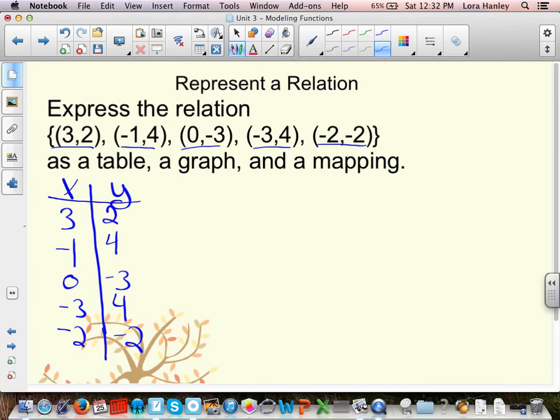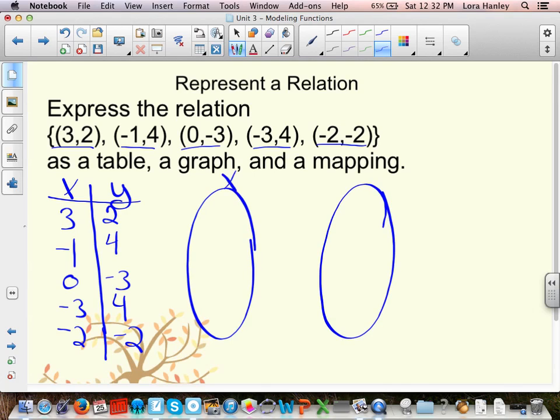With a mapping, we want 2 bubbles, one for our x's, one for our y's. If you have repeating values, you don't want to repeat, and again, they don't have to go in order from least to greatest. So for my x's, I need the numbers 3, -1, 0, -3, and -2. For the y's, I need 2, 4, -3. I don't have to write 4 again because it's already shown, and -2.